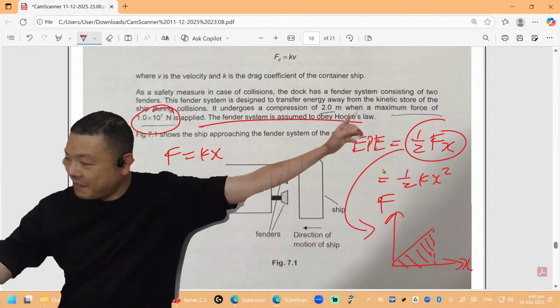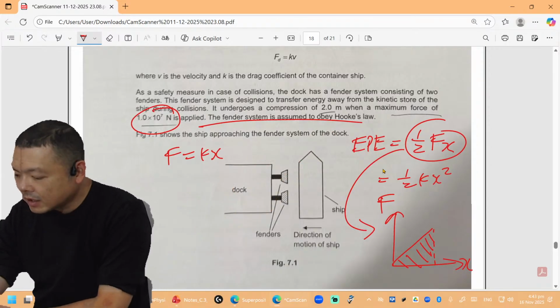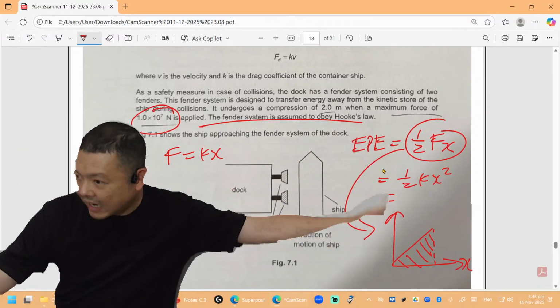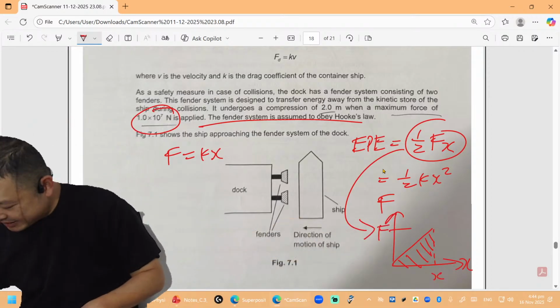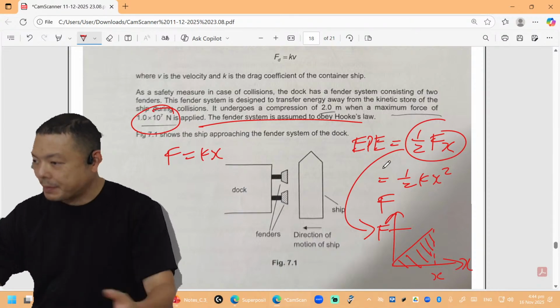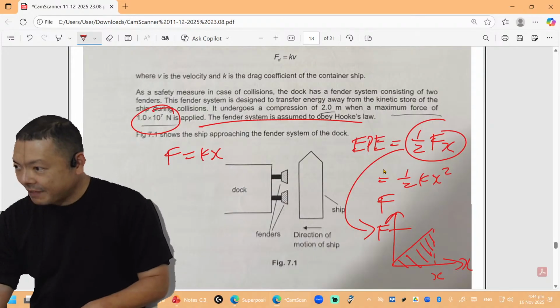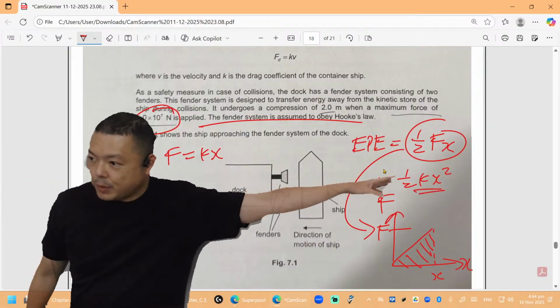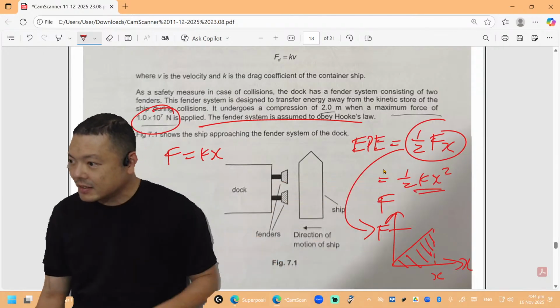Because it's half fx. Is the area under the graph. Half fx. I know the equation is half kx squared, but that's because you subbed out f as kx. Then it becomes half kx squared. But the original equation for EP of a spring system is half fx.